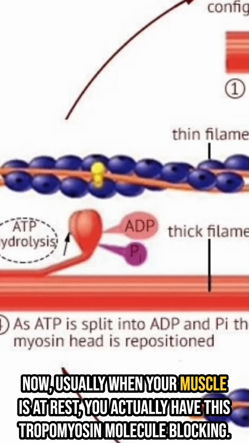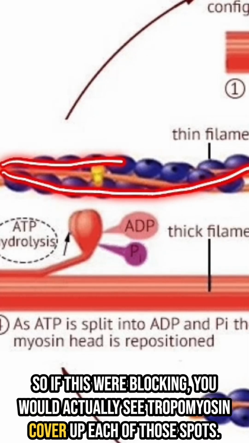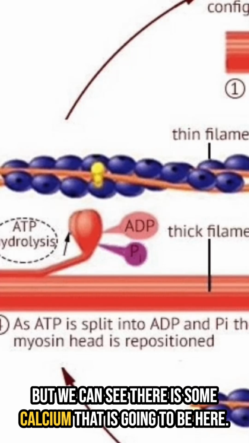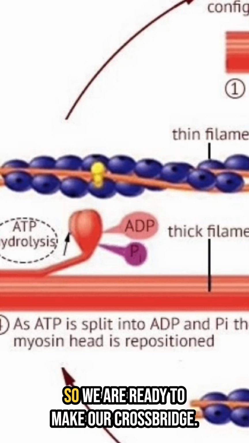Now, usually when your muscle is at rest, you actually have this tropomyosin molecule blocking. So if this were blocking, you would actually see tropomyosin cover up each of those spots. But we can see there is some calcium that is going to be here. The calcium is going to bind to the troponin. It's going to pull the tropomyosin away. So we are ready to make our cross bridge.